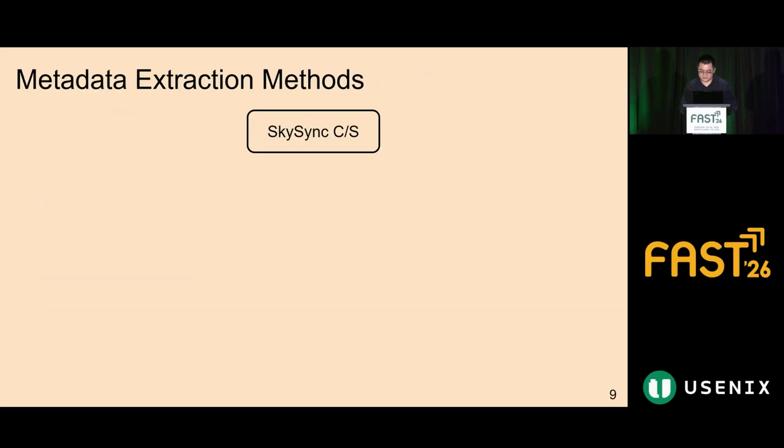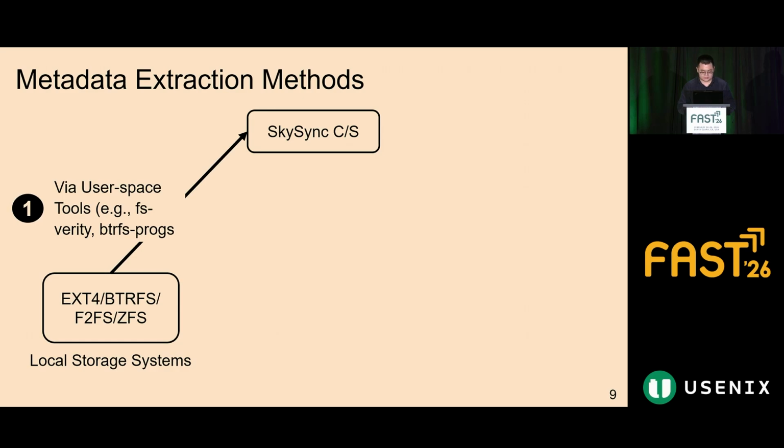We design SkySync to extract storage layer metadata using three distinct methods. First, for local block devices and file systems like ext4 and Btrfs, we utilize user-space tools by leveraging utilities such as fs-verity and Btrfs programs. SkySync directly extracts checksums without requiring complex kernel modifications.